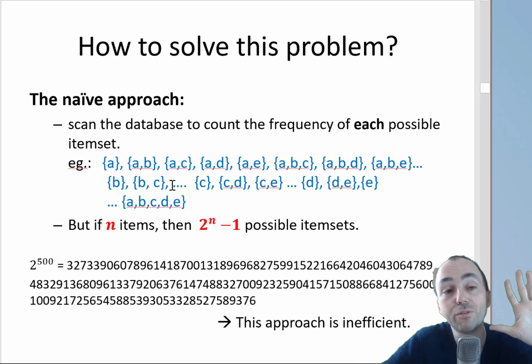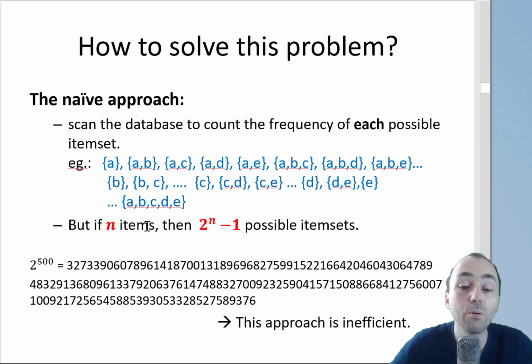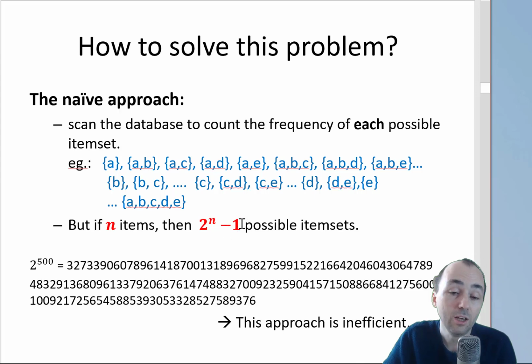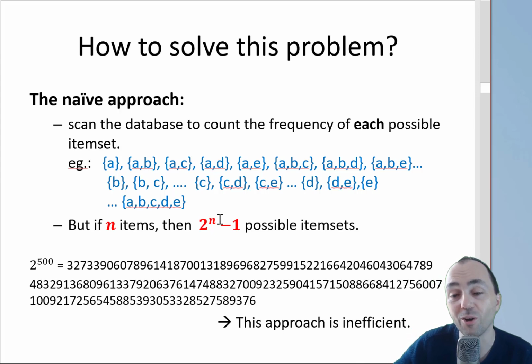If you have only 5 items in your database, let's say n is 5, there are 2 to the power of n minus 1 possibilities. So for 5 items, it means 31 possibilities. Minus 1 because we want to remove the empty set. Now if you have a big store with more than 5 items, let's say 500, this is the number of possibilities. It is very big.